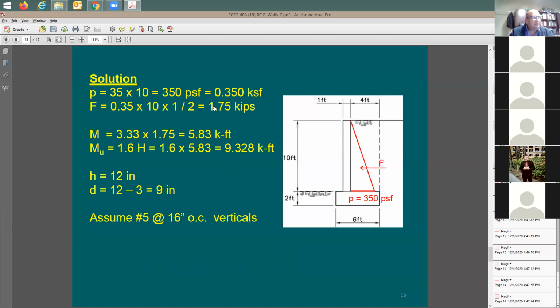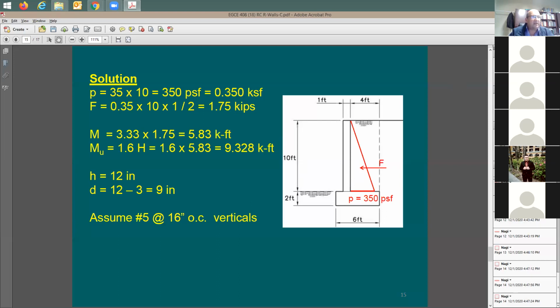So okay, it's gonna be 1.75 kip. This is also per foot because I have considered here a strip of 1 foot of this footing perpendicular to the screen. How about the moment? The moment is gonna be equal to that force, the 1.75, multiplied by this moment arm. How much is this moment arm? It's gonna be 1/3 of this edge. How much is 1/3 of this edge?